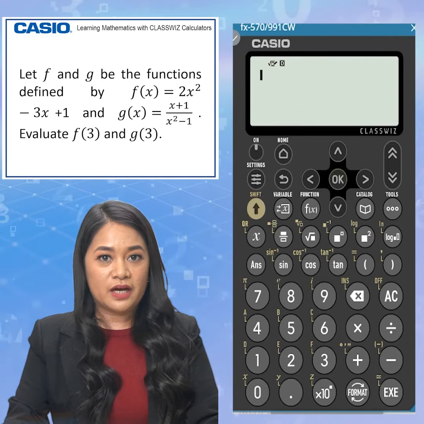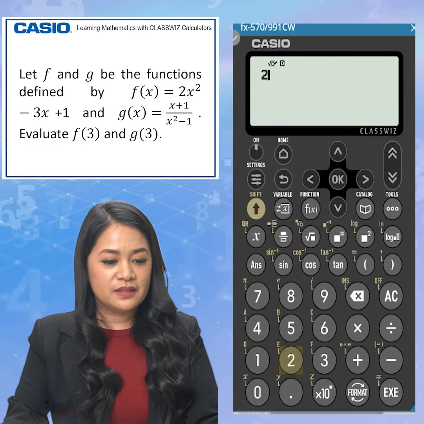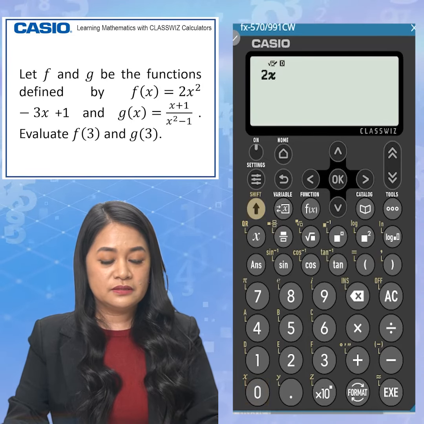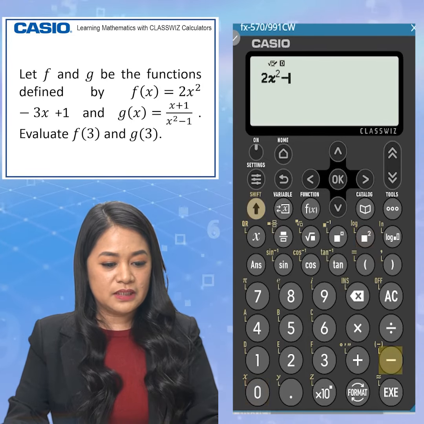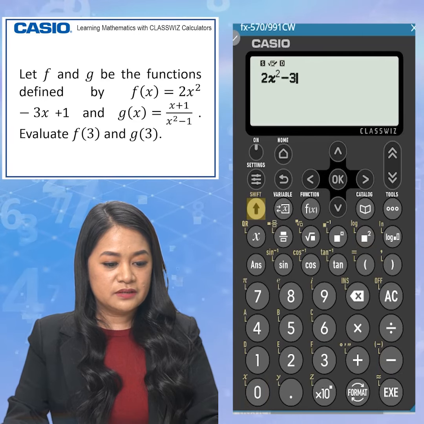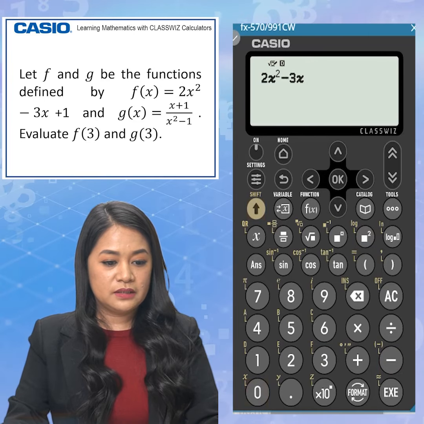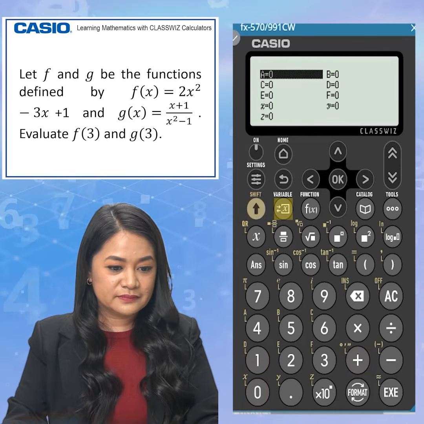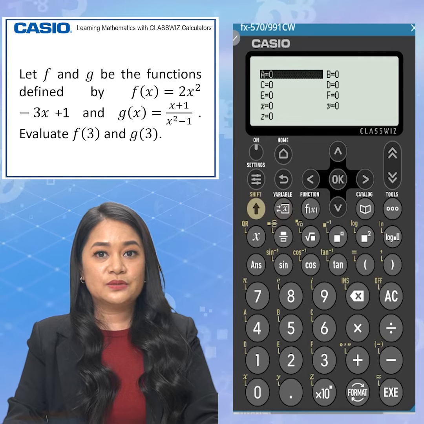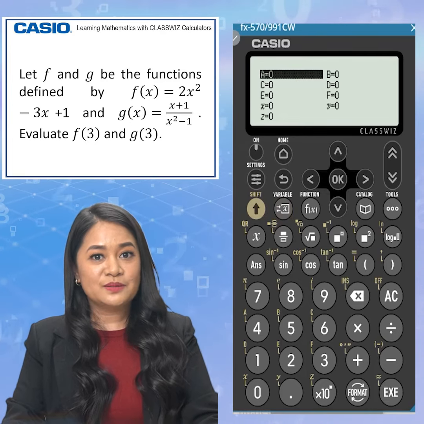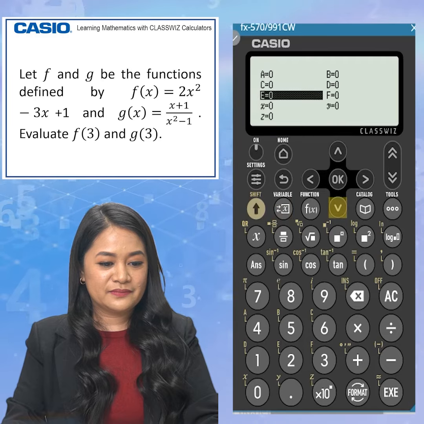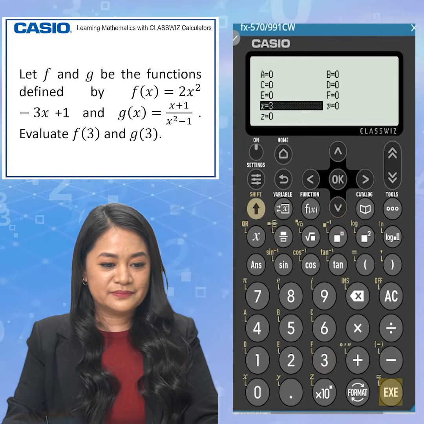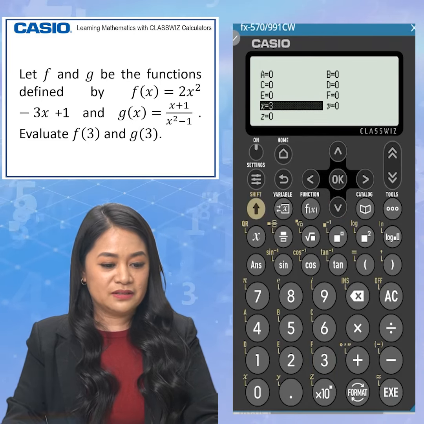So input 2x squared by pressing 2, shift, 0, square button, minus 3, then shift, 0, plus 1, then press the variable button, and change the value of x to 3. To do that, highlight x by pressing the arrow down key, 3, and execute button. Lastly, press back and OK buttons.